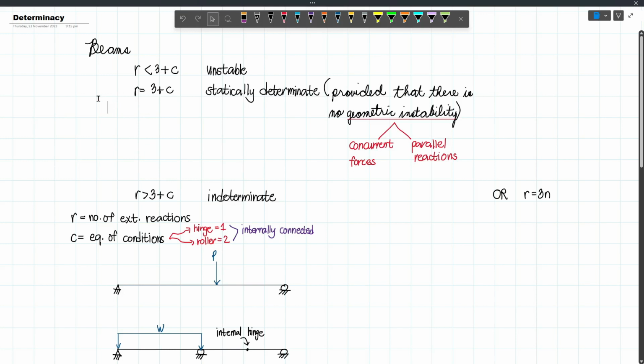Here, if the number of reactions equals 3 plus C, it is statically determinate. It means that if you apply the equilibrium conditions, you will be able to solve the reactions. However, this is provided that there is no geometric instability. Now, when does geometric instability happen? It happens when there are concurrent forces, meaning all the forces, all reaction forces and applied loads, meet at a common point.